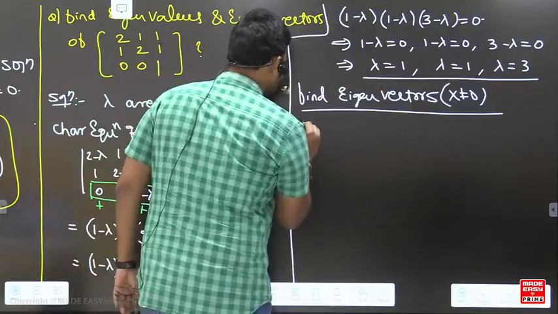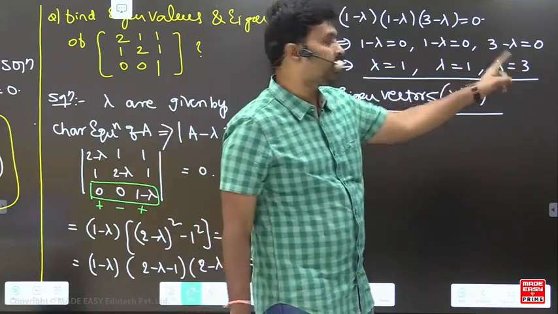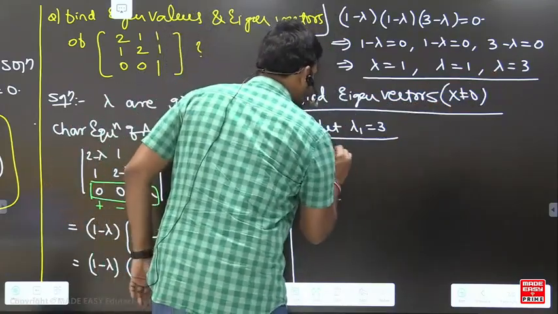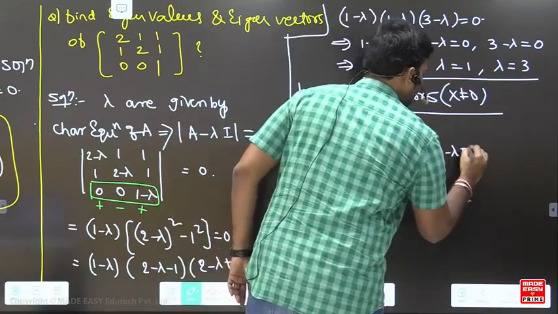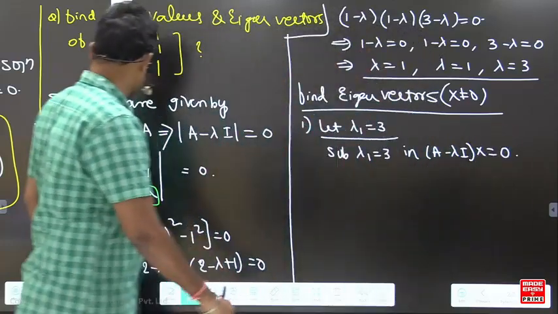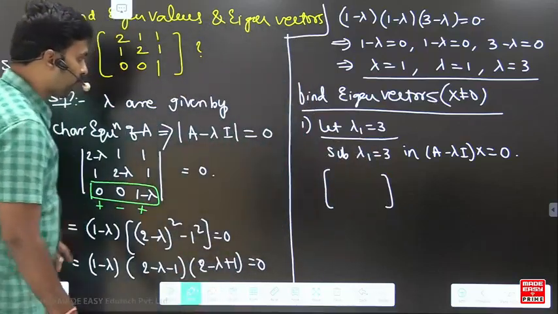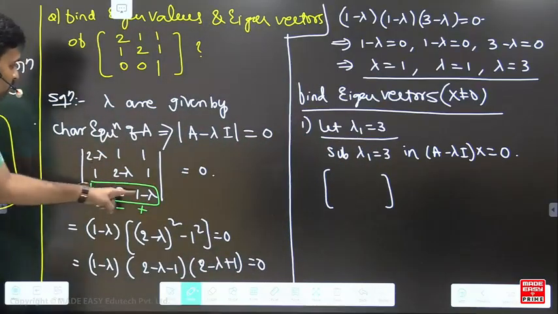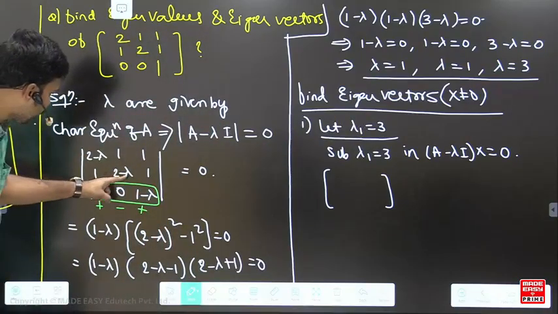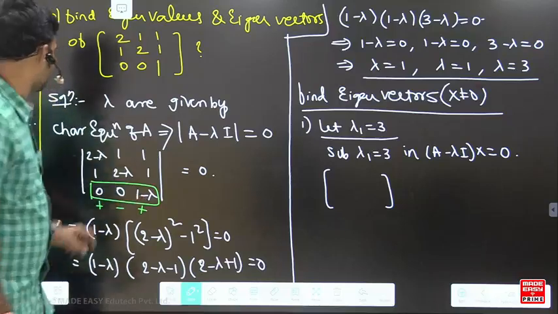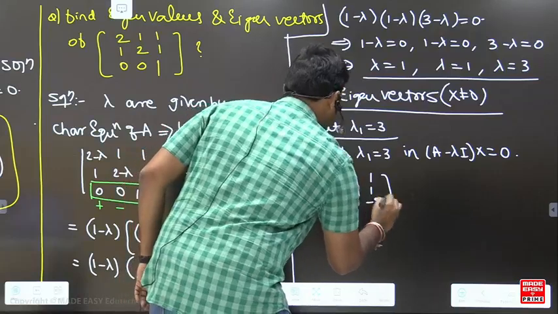Right. Now, first case, let lambda 1 is equal to 3. Now, substitute lambda 1 equal to 3 in (A minus lambda I) x equal to 0. Let's take A minus lambda I. What is A minus lambda I? Now you put lambda equal to 3 in it. What is 2 minus 3? Minus 1. 2 minus 3? Minus 1. 1 minus 3? Minus 2. So it becomes minus 1, 1, 1; 1, minus 1, 1; and 0, 0, minus 2.